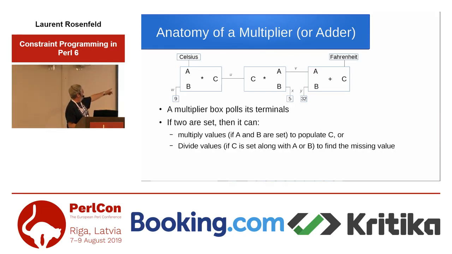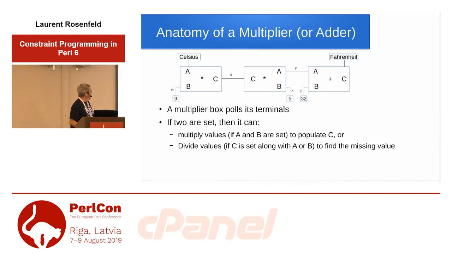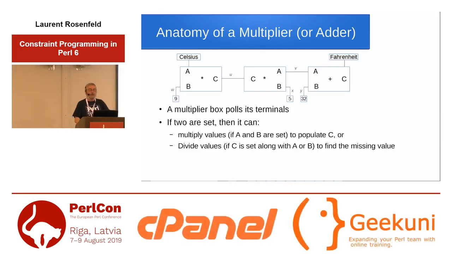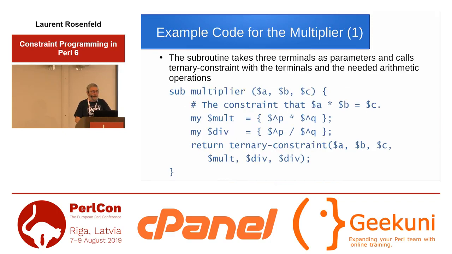In the case of the middle box, it is the other way around. We need to make a division because we have C and B, and we need to make a division to figure out what A is in the middle box. So this is a subroutine which takes 3 terminals as a parameter and calls something called ternary constraint with the terminals and with the needed arithmetic operation.